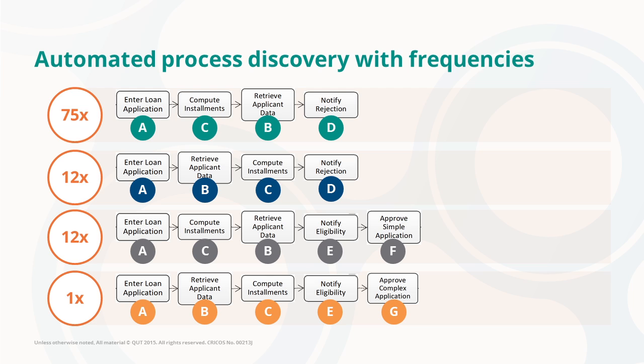We observe that one particular type of trace is being executed 75 times, another one 12 times, a third one also 12 times, and a final one only once. Having such frequency information is very valuable to process mining, since we can make use of these frequencies when we construct a process model from it.